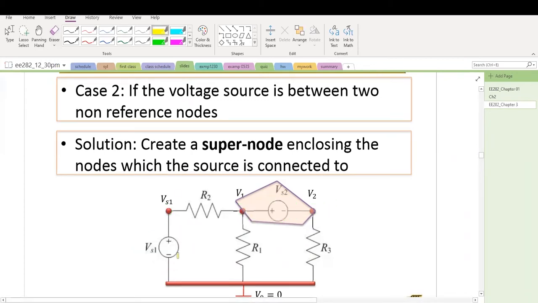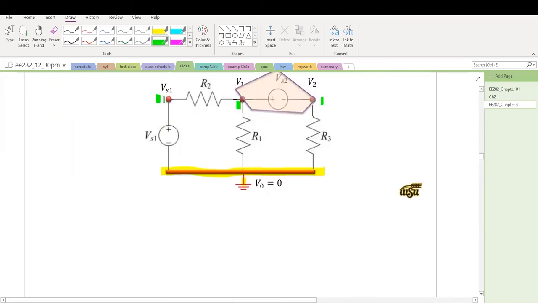To carry on the nodal analysis, first we need to define a reference node, which is here, and then we find node 1, node 2, and node 3. Okay, so there are three nodes, so we need to find the node voltage on these three nodes.